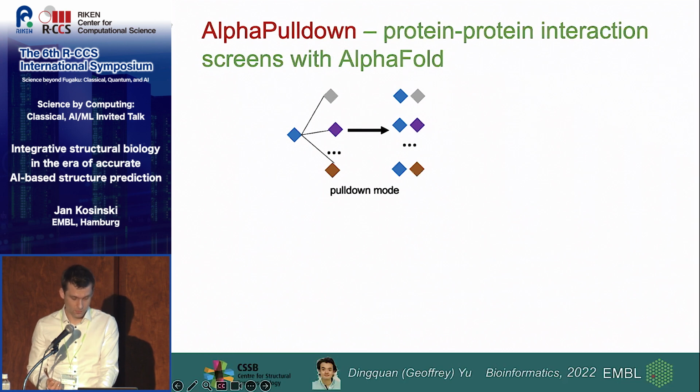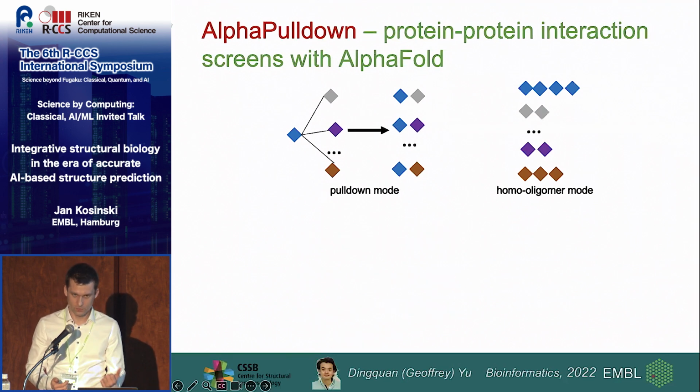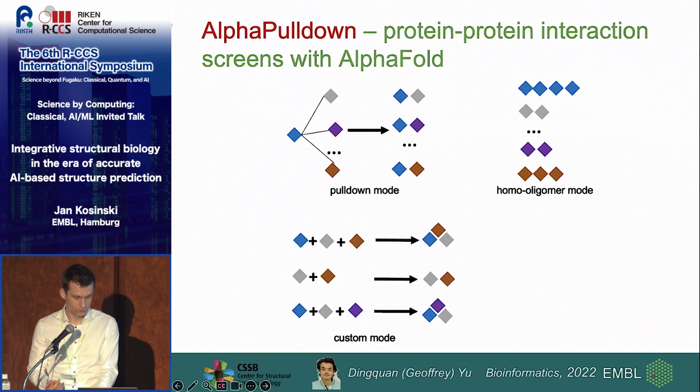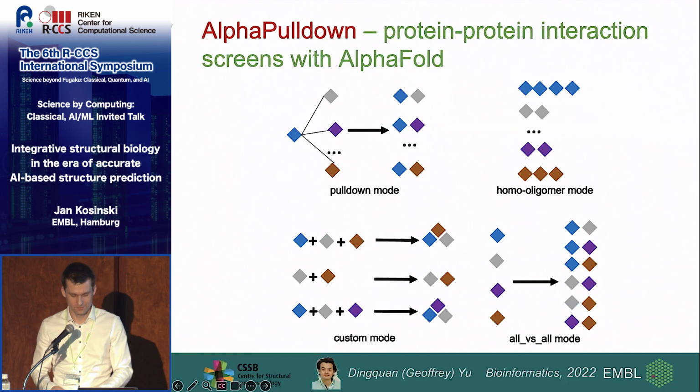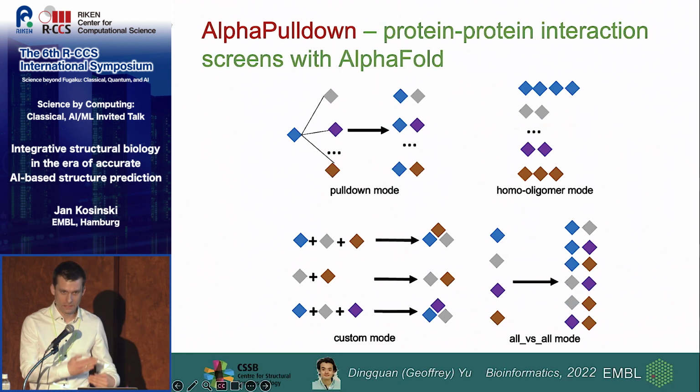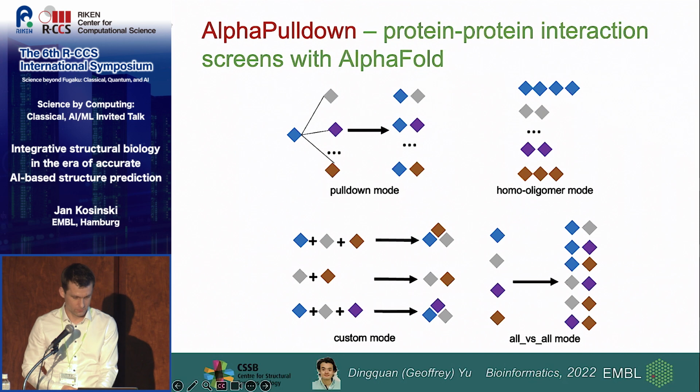It can run in pull-down mode. So if you have one protein against a set of proteins to find those that interact, bait against prey. It simulates an experimental pull-down experiment, like a purification. You can easily run different homo-oligomer modes. If you have a protein and you know it forms dimers, trimers, and so on, you can generate all of them very easily. You can calculate different subcomplexes of a complex, and you can also take 15 proteins of your complex and run all against all to calculate the interaction network.